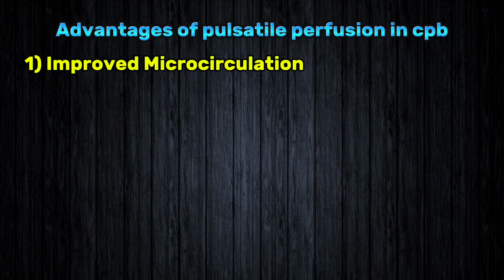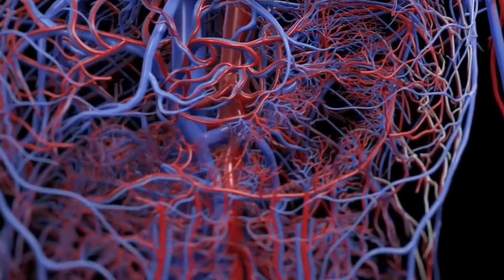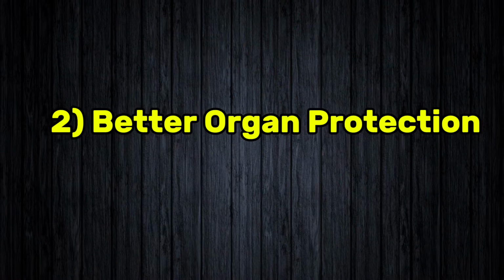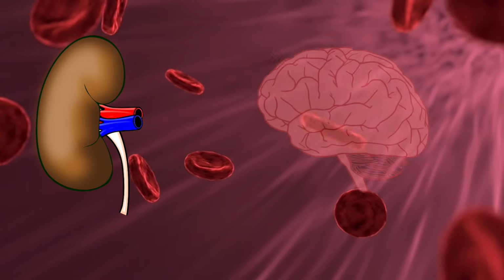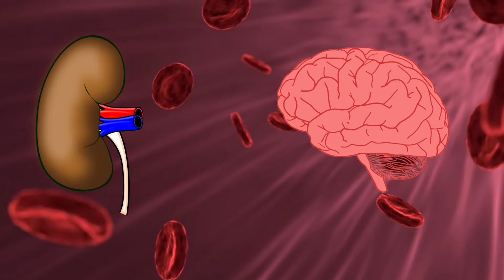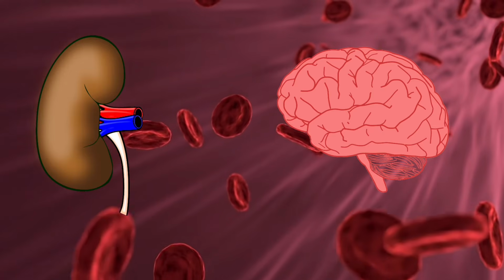First is improved microcirculation. Pulsatile flow reduces vascular resistance and improves blood delivery to tissue at the capillary level. Second is better organ protection. Research and clinical practice have shown that organs like the kidney and brain show improved perfusion with pulsatile flow, and it also lowers the rate of post-operative neurological dysfunction and gives better neurological outcomes.